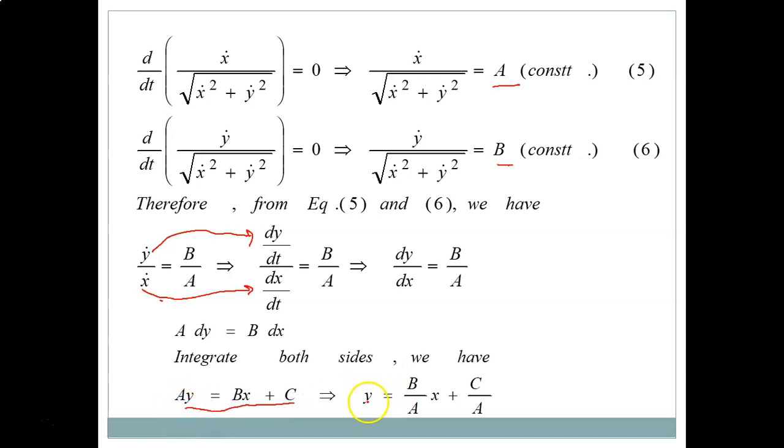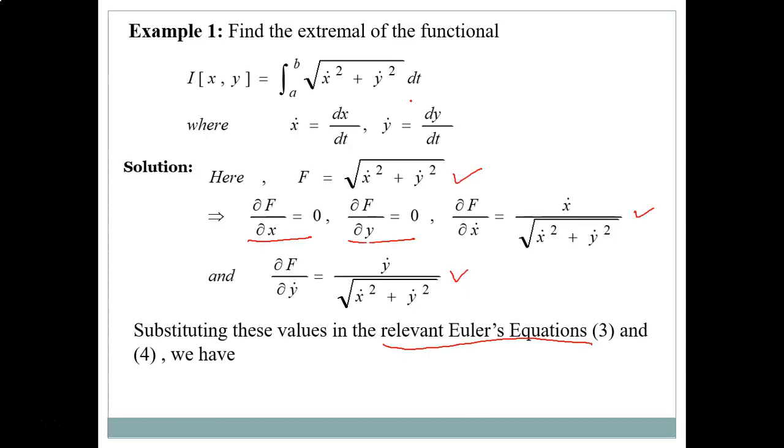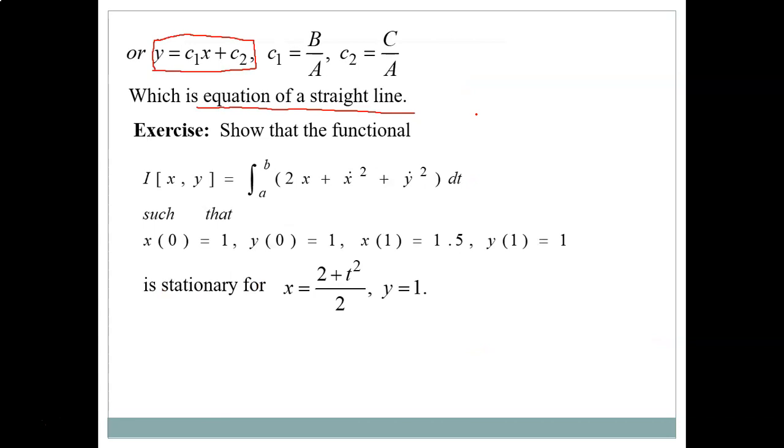After taking the integral, we can again reduce it to this form. Now you put this variable equal to something and the next variable equal to something. So let's say b by a equals c1 and c by a equals c2. So the solution is y equals c1 x plus c2, which is the equation of a straight line. Therefore, the extremal for this functional, which is given in the parametric form, is a straight line.